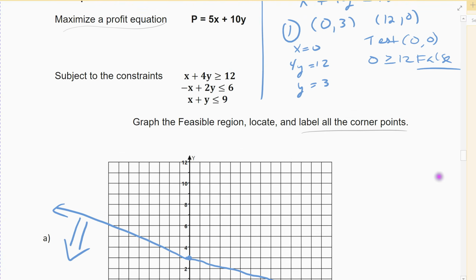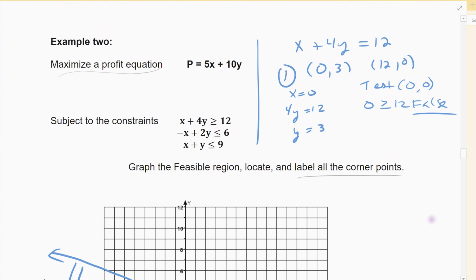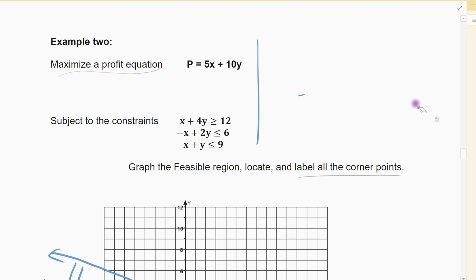All right, now my next line. So I'm going to do a very similar thing. So I'm going to erase this because this is kind of my scratch work off to the side. So hopefully you'll have it because I'm going to erase it and I'm going to do my next line here. So that was line 1. Now line 2, and I would encourage you to use different colors. So I'm going to use red. So my second line is negative x plus 2y equals 6.